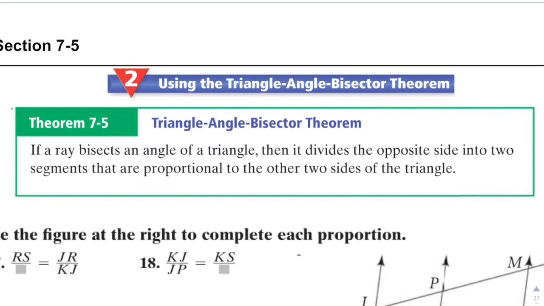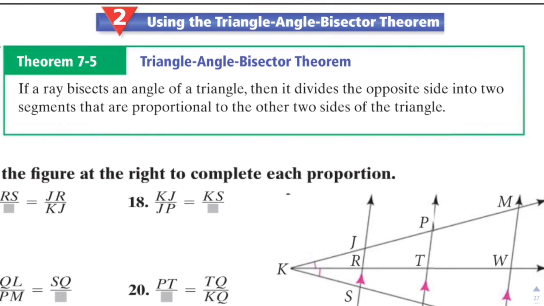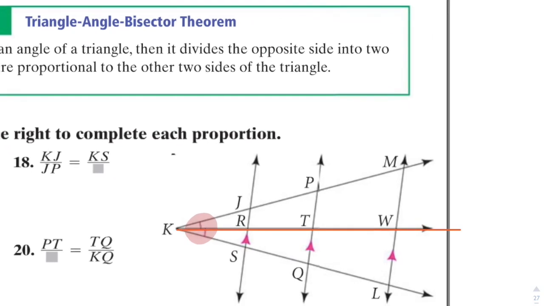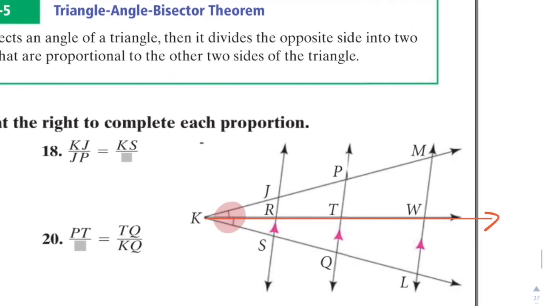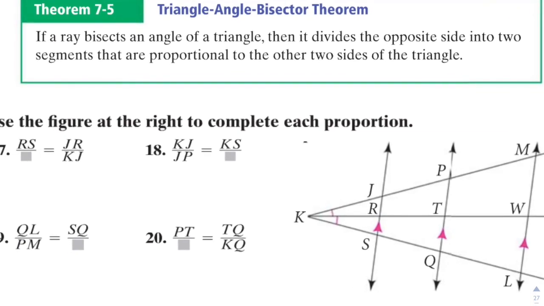Okay, the next one, triangle angle bisector theorem. This says that if a ray bisects an angle of a triangle, so here's the angle bisector, which is actually this ray right in the middle here. That ray is your angle bisector. It's a ray that cuts the angle right in half. Angle K is cut into JKR and SKR. So that angle bisector comes down, then it divides the opposite side into two segments that are proportional to the other two sides of the triangle.